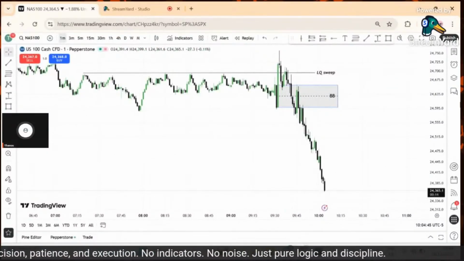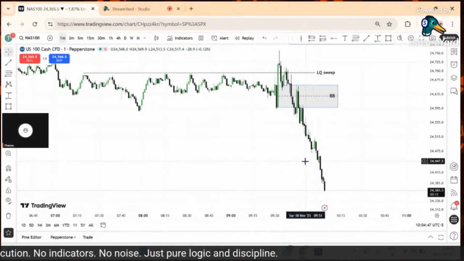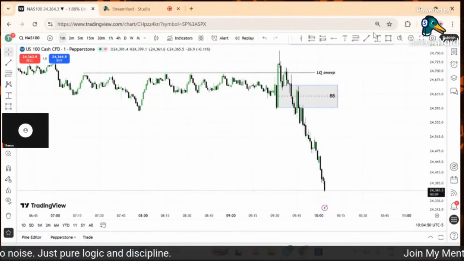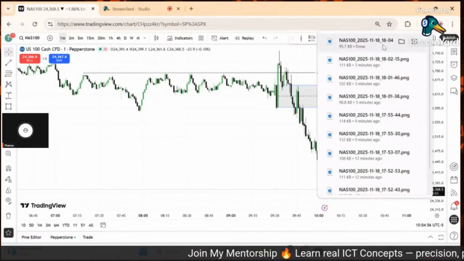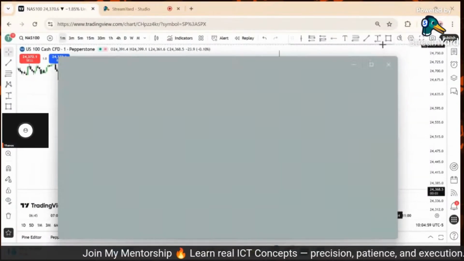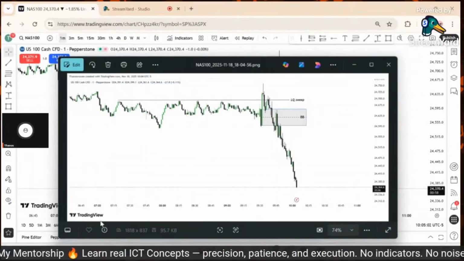I wanted to show you guys how I took the trade. Unfortunately, my TP has been hit. I'll show a chart of the trade that I took, and then I'll show you guys how I entered the trade. So this is the trade.